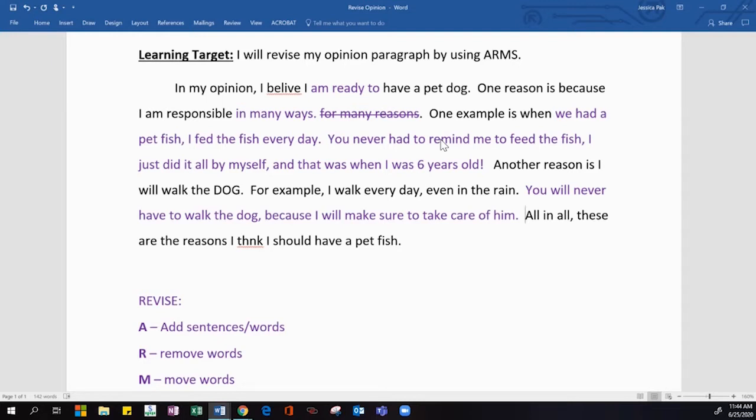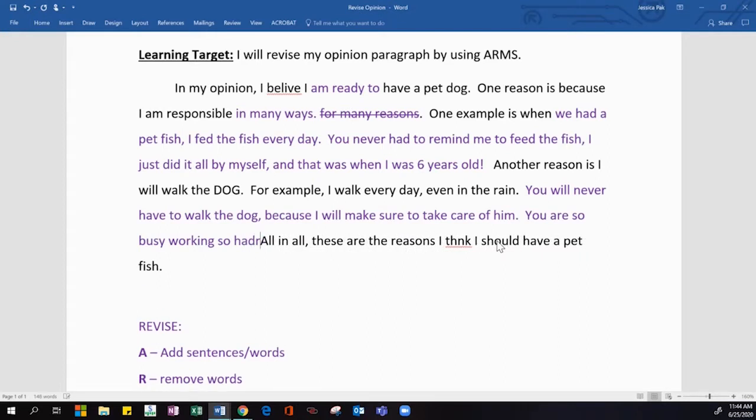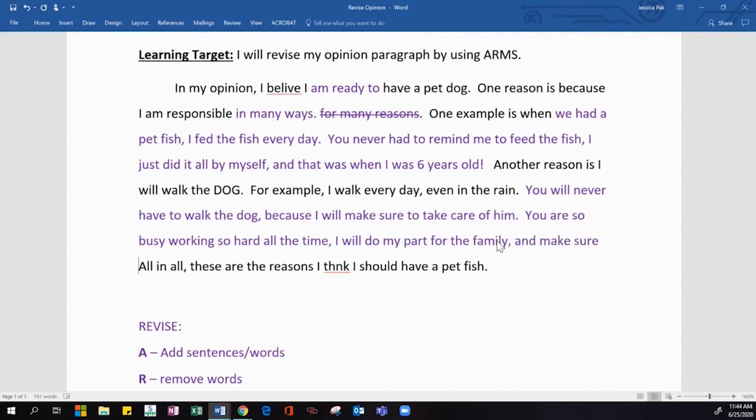So you will never have to, I'm reading what I have, you will never have to walk the dog because I will make sure to take care of him. I'm going to say again, you are so busy working so hard all the time. I will do my part for the family. Ooh, I know my parents are gonna like that. I will do my part for the family and make sure the dog is healthy by walking him.